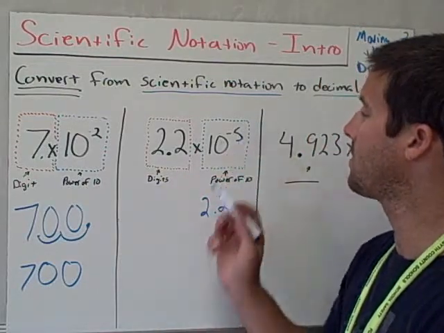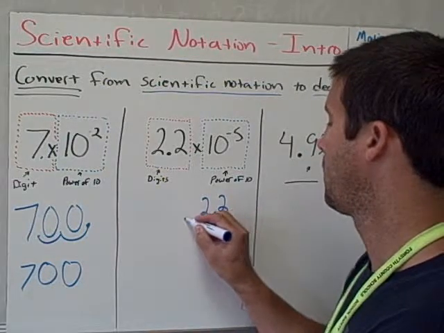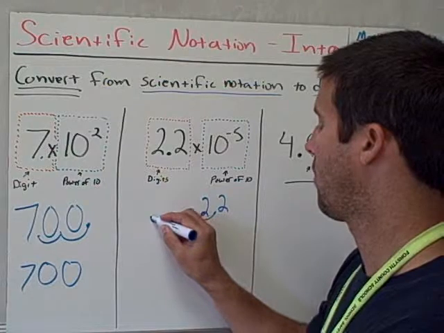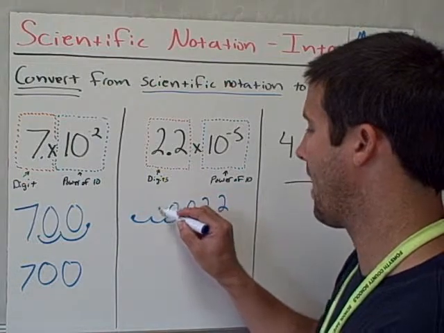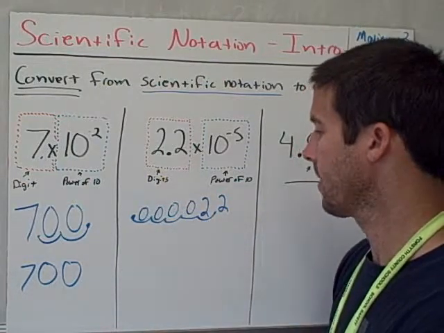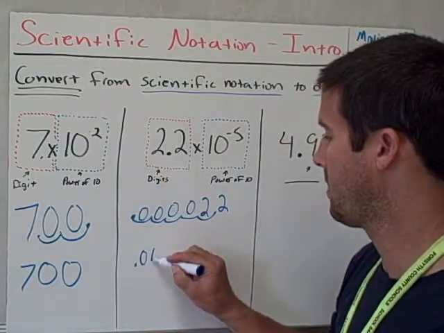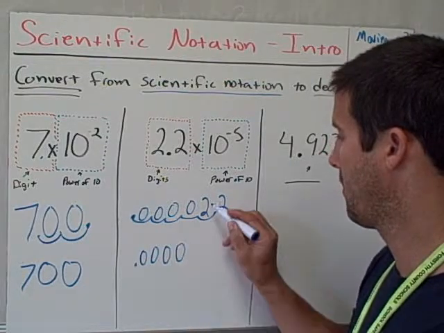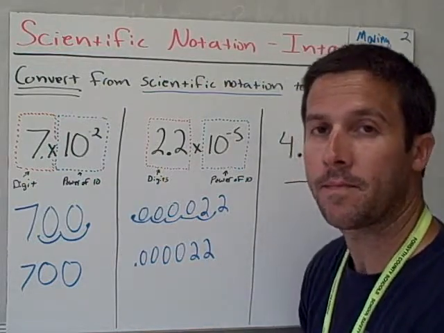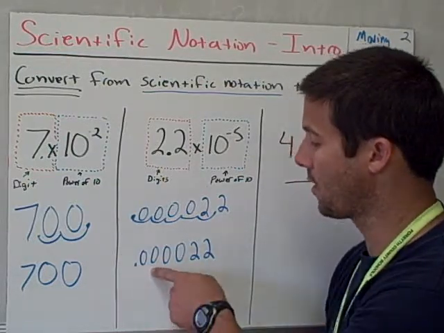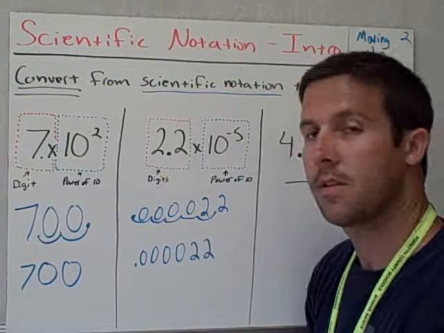So how many times are we moving the decimal? 5 times. Let's start from here. 1, 2, 3, 4, 5. Now there's my new decimal. I'm going to fill these with zeros, as always. And my new number in decimal form is 0.00002. Now I don't put another decimal in there. We can only have one decimal in the number. It's the difference between all the smaller numbers and all of the whole numbers. And that is my new answer.